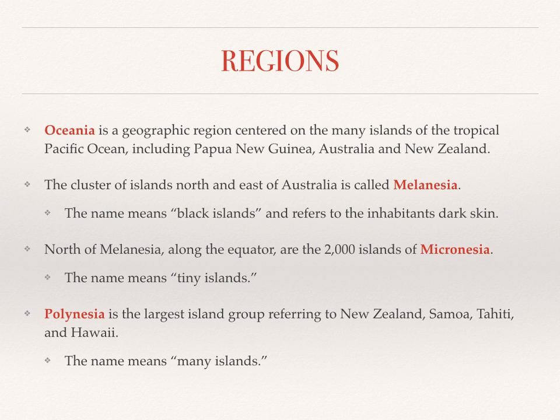Then north of Melanesia, along the equator, are about 2,000 islands. This is Micronesia, and the name means tiny islands. Then you have Polynesia, which is the largest island group, referring to New Zealand itself, also Samoa, Tahiti, and Hawaii. And this name means many islands.